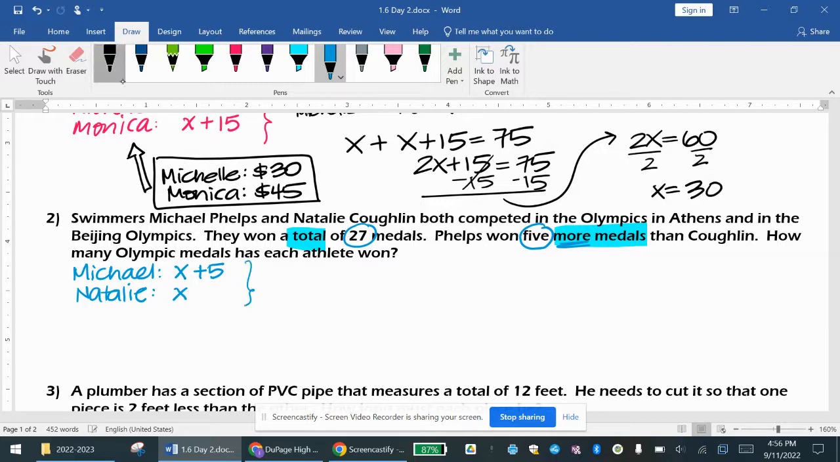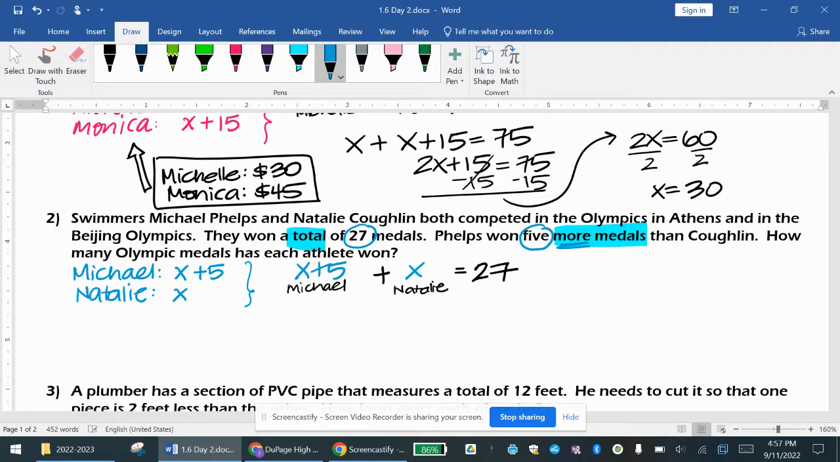So we're going to go ahead and write that. Now, when you go shopping at the grocery store and you're buying a lot of things, your receipt should say total. The total is given by adding up all the things that you bought, all the items. So when it comes to totals, they're also adding things up and giving you a final sum, a final answer. They're saying all together, that's 27 medals. All the ones that Michael won and all the ones that Natalie won. So Michael won x plus 5 and Natalie won x.